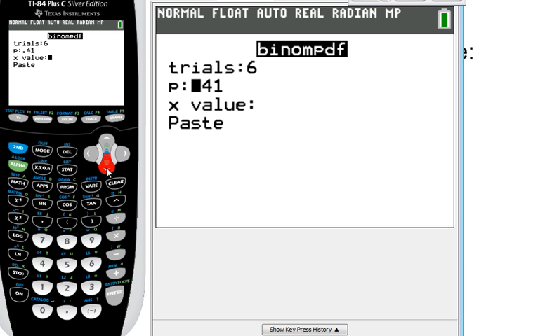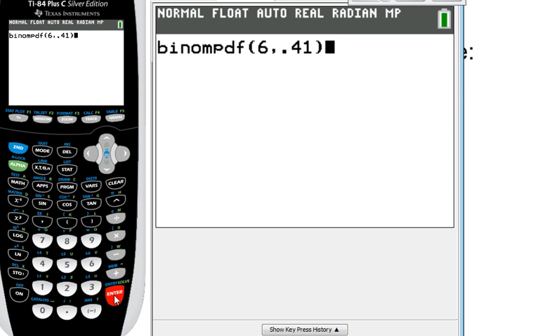So if you have a newer calculator where you see the X value, you want to hit the clear button so it's not going to have any number in there. If you're in one of the older calculators, you're just going to type 6, 0.41 and then close your parenthesis and you should be good to go. So I'll hit enter, paste is enter, and there's what my calculator should look like, 6, 0.41.